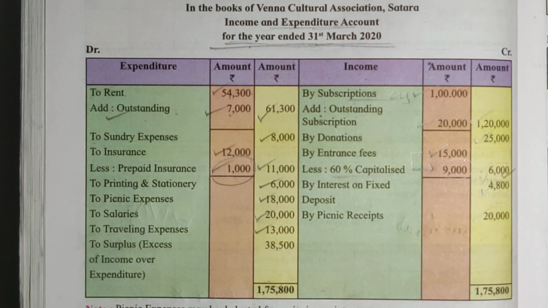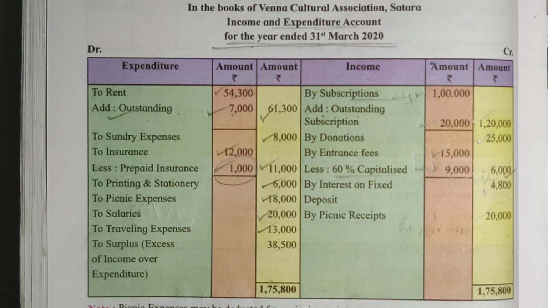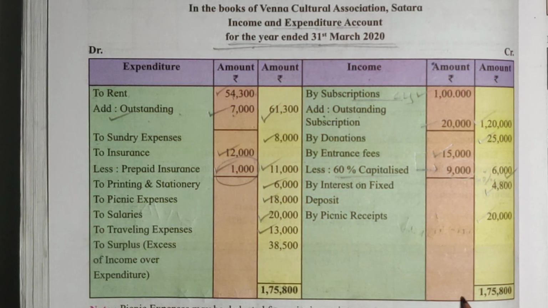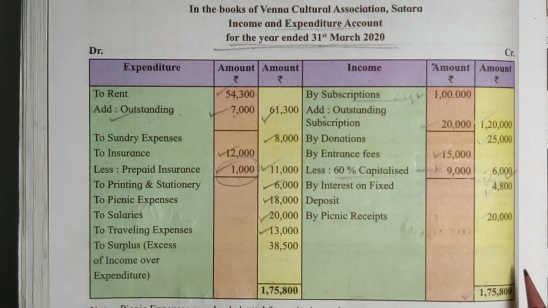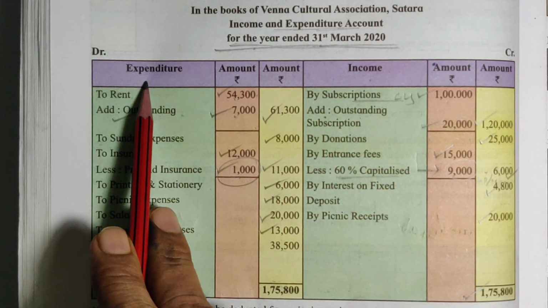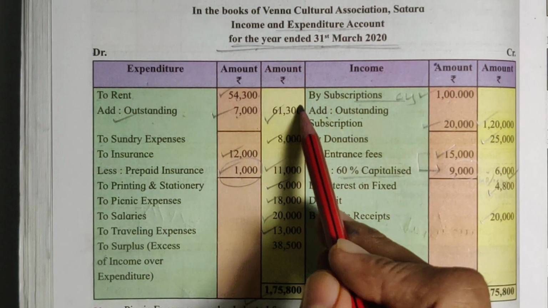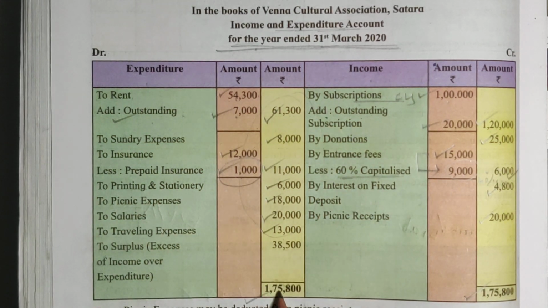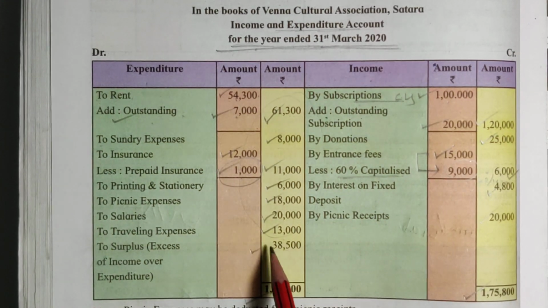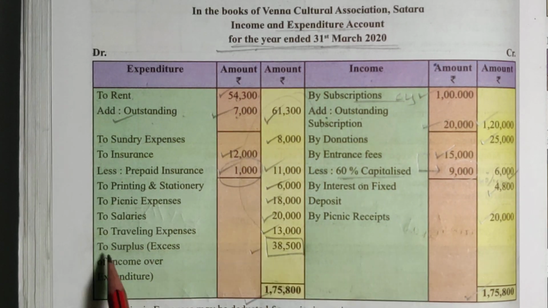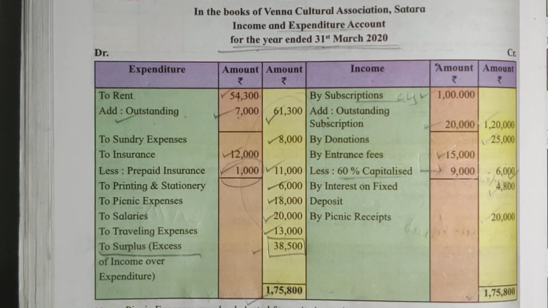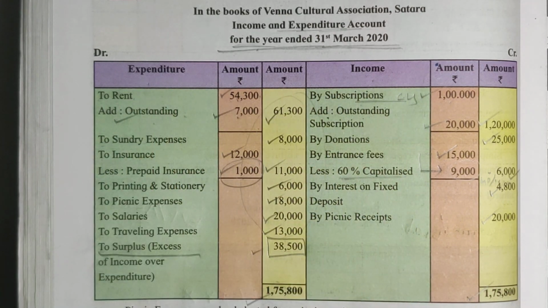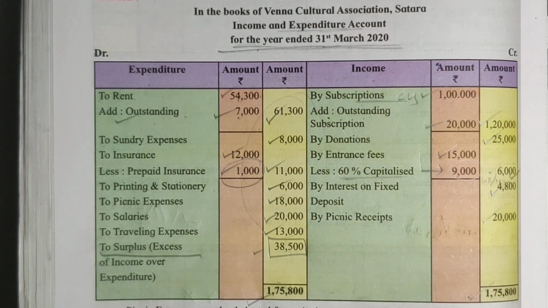In this example, total of credit side of income and expenditure account is rupees 1,75,800, which is more than that of expenditure side. So we will deduct all the expenses from rupees 1,75,800 and balance rupees 38,500 is the surplus. This is the excess of income over the expenditure and it is added to the capital fund.